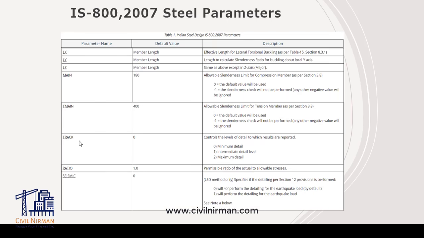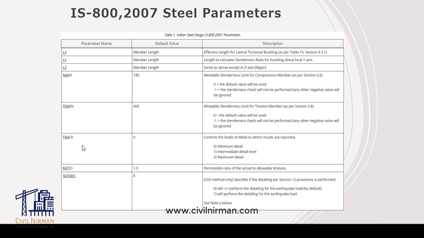So what TRACK does is that it controls the level of detail which Staad provides in its result tab. When you say 0, it will give you a few lines of detail for each member. If it's member 15, that's a beam member, then it will check what the capacity is and with what ratio it is passing. So with minimum detail, it will give you your final output. But as you go with 1 and 2, the detailed description will increase. When you say 2, every check will be provided in detail in the Staad output.